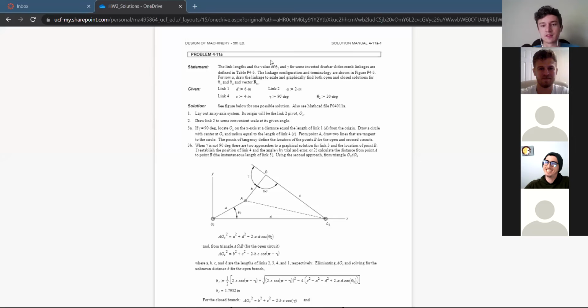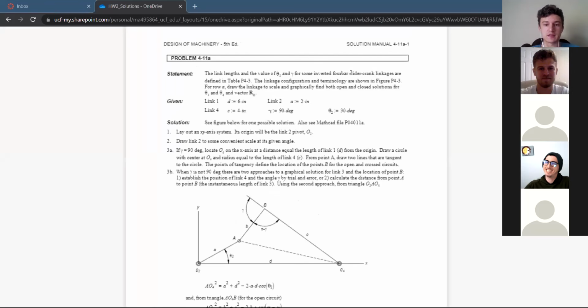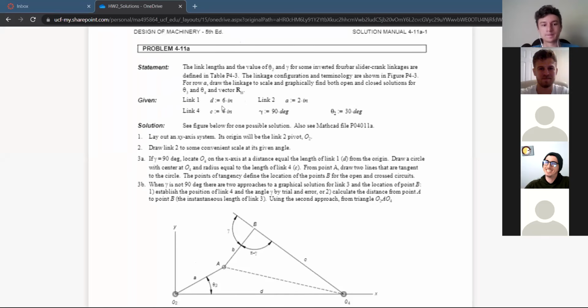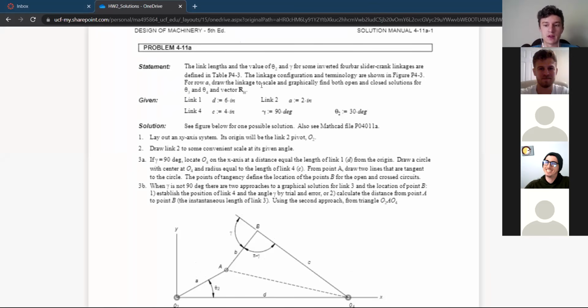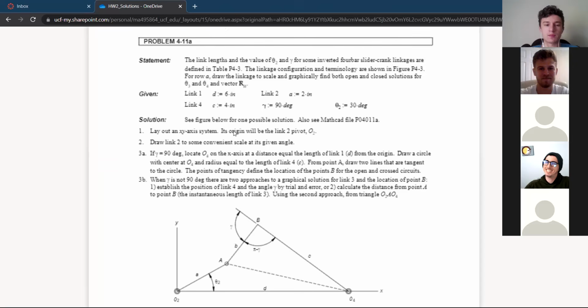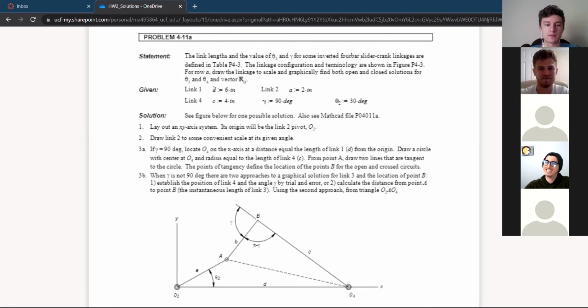Is this problem okay? It's an inverted slider crank, but like we were saying, the crank slider and slider crank are kind of the same thing, just one you're given theta 2 and one you're given d. Does anyone have a problem with that? Okay. So this is one of the questions where they just give you the different dimensions and you have to draw it out. I think you probably had a question like this on the homework. So they'll give you A, C, D, your theta 2, and your gamma.